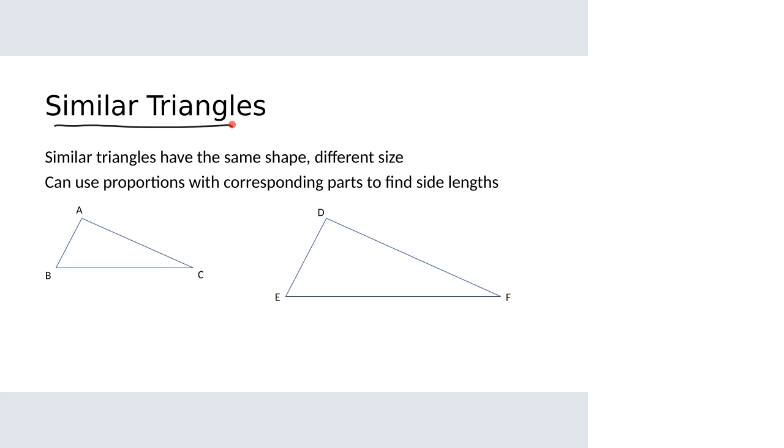We have corresponding parts. We can see that AB and DE are corresponding. AB is kind of the same as DE, just smaller. And then BC would correspond to EF. And finally, AC would correspond to DF. And we can use those corresponding parts to find missing side lengths when we don't know them. Here's an example of what I mean.